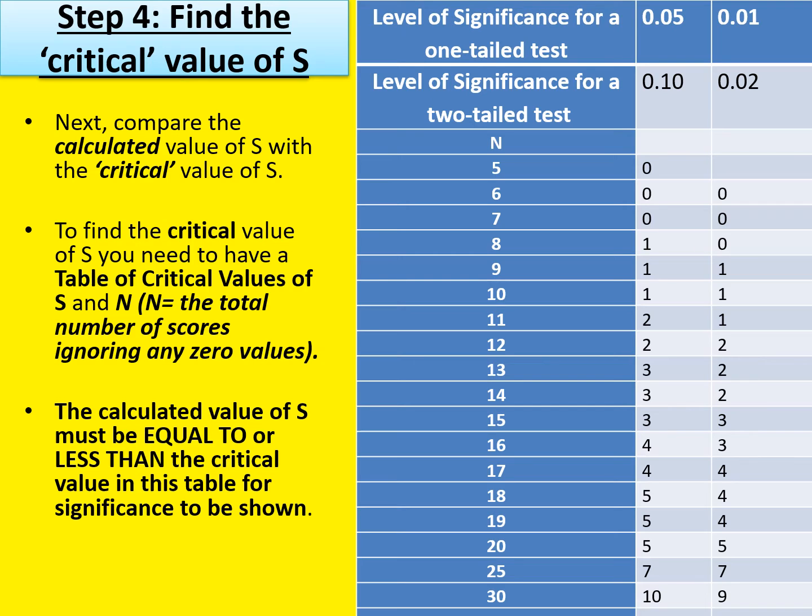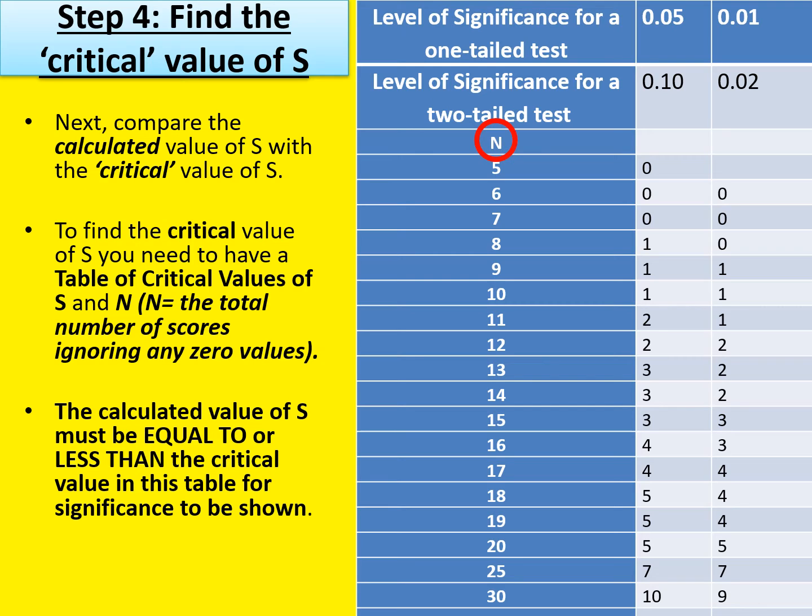To find the critical value of S, now this is something that you might be asked to do in the exam. They'll give you a critical values table. They won't give you a huge one, they'll give you a small section of a critical values table. To find the critical value of S, you need to have your critical values table, and you need to know your N value. You can see it says N, and the N value is the total number of scores, including any 0 values.